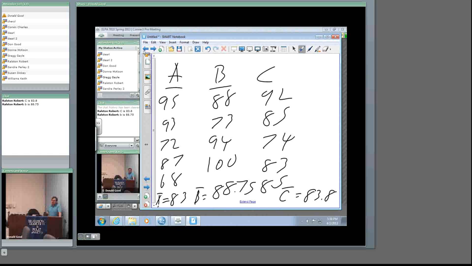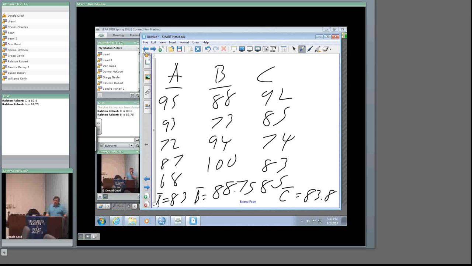So an ANOVA will let us answer, in one fell swoop, is there a significant difference between at least two of the numbers? And we get a yes-no answer to that. Is there a significant difference somewhere? And if there's not, you're finished. But if the answer to the question, is there a significant difference somewhere, is yes, then there's a follow-up question. Okay, where?